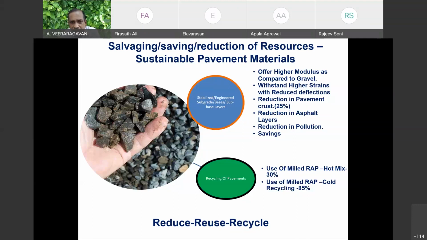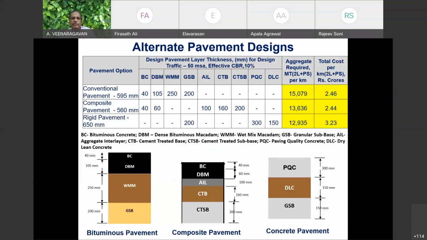So the bottom line here is that in case of recycling, sustainable pavement material is reduce, reuse, and recycle the material. I can give an example here. What are the benefits here? I want to design a pavement for a soil of subgrade CBR 10 to cater to 50 million standard axles.